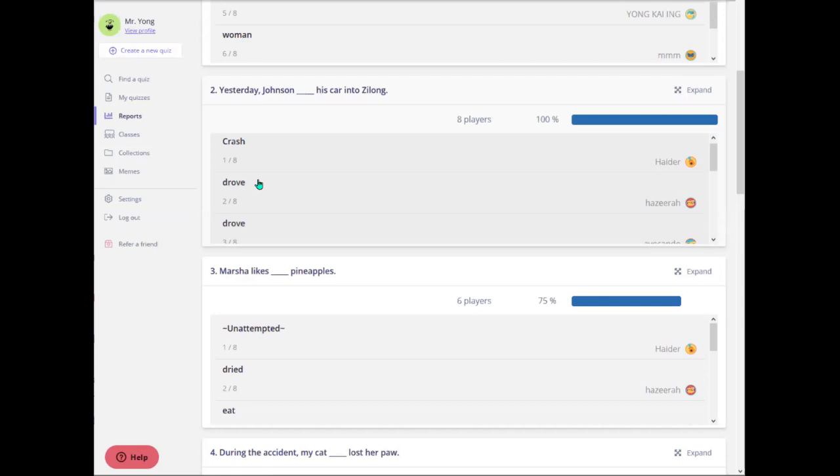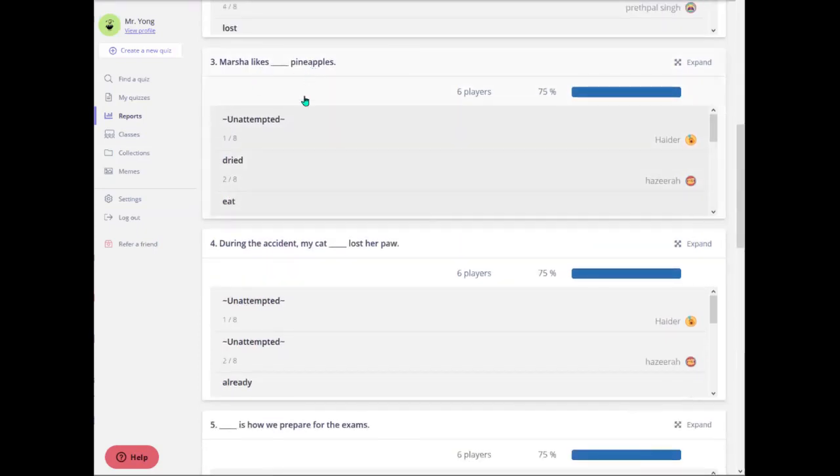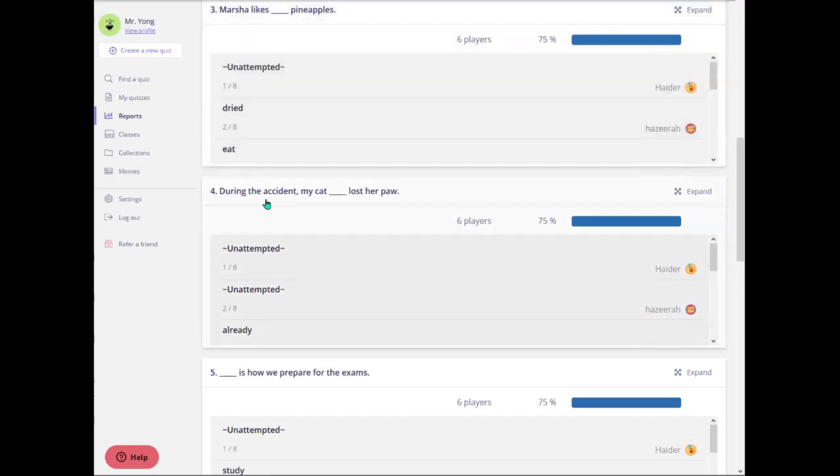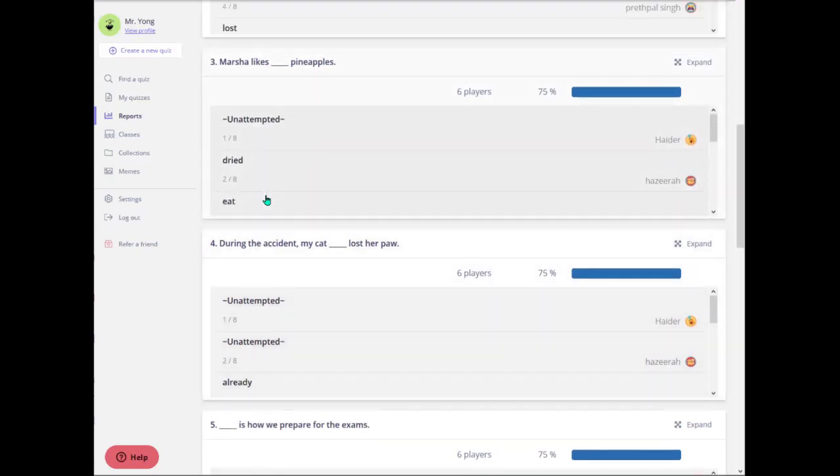That is tense. Marsha likes blank pineapples. Dried and sweet. And that part of speech is adjectives. So this is a word that gives more information about things. Like the pineapples. What are the pineapples like? They're dried. They're sweet. All right.